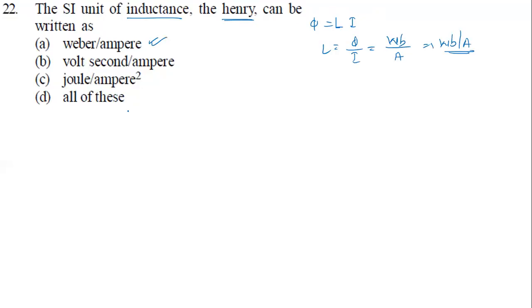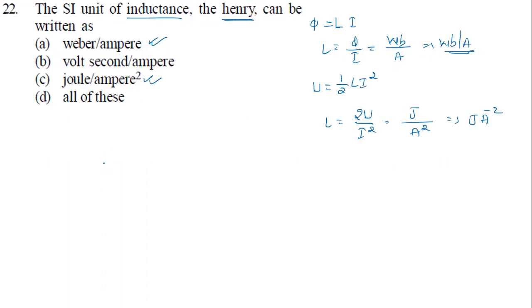Okay, sir, what about another unit? If I go for the energy stored in an inductor, what is the formula? E equal to half L I square, right? So L equals 2 times U by I square. 2 is constant, U means energy, that is energy in joule. Here the current is in ampere, so ampere square. So I can write this now as joule per ampere square. This is also a right answer.